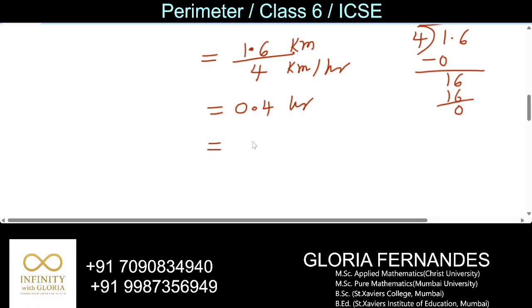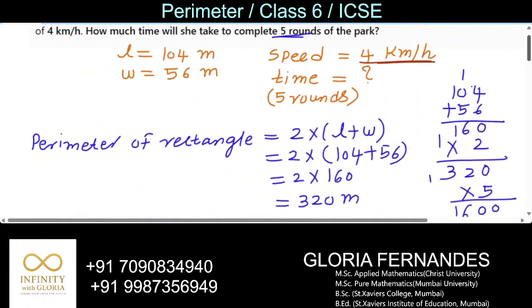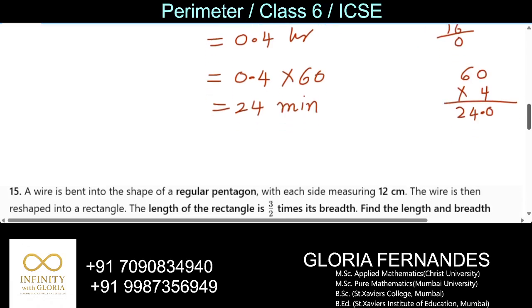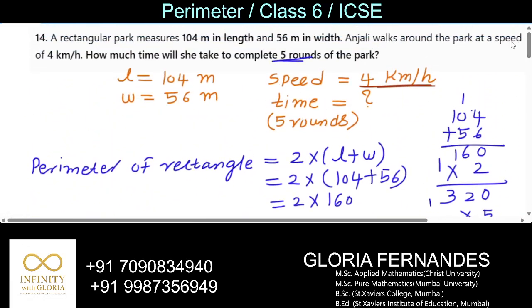Now, since it is 0.4, less than 1, we'll convert this into minutes if you want. So 1 hour is equal to how many minutes? 60 minutes. Right? So we'll just multiply 60 multiplied by 4. 0, 4 6s are 24, and 1 decimal will come here. So this is nothing but 24 minutes. So to take 5 rounds of the park, she needs how much? She needs 24 minutes.